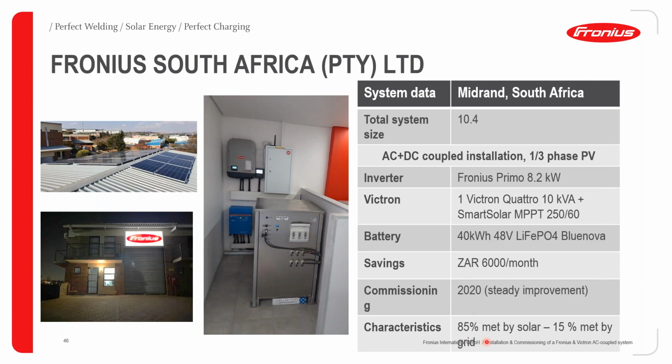The current characteristics is 85% of our power requirements met by solar and 15% is met by grid. The only time we use the grid is for phase 2 and phase 3. And the only reason we do that is when we are powering up 3-phase devices.